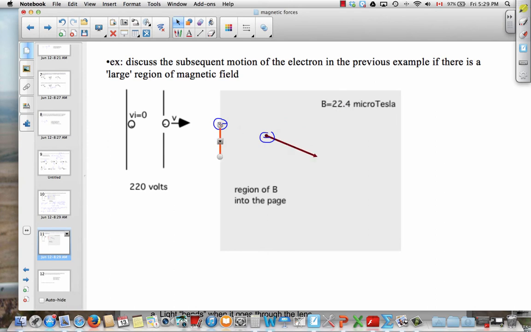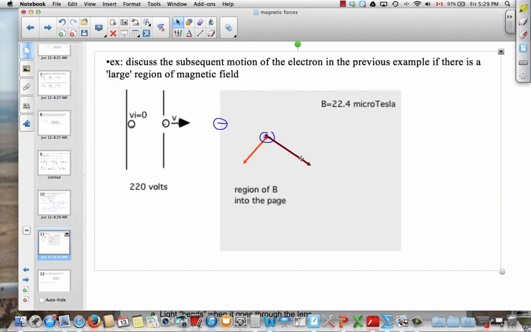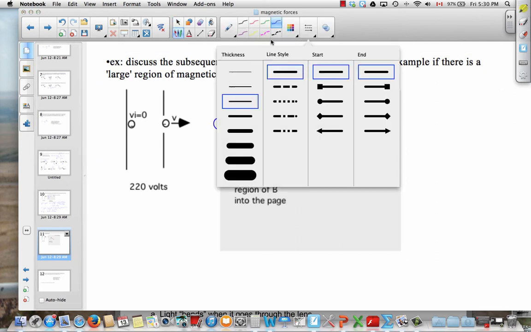Well, the force vector is still going to be perpendicular to the velocity. And this is interesting because the force always remains perpendicular to the velocity. The magnitude of the velocity doesn't actually change. It's just the same. It's just the direction that's changing. So the same speed, but different direction. We'll come back to that a little later.